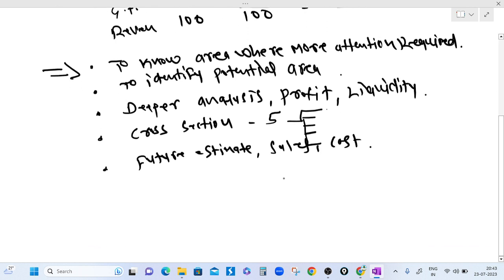Okay. Now our next topic today is the advantage of ratio analysis. Suppose one company is doing ratio analysis, so what are the major advantages for the company if they do accounting ratio or ratio analysis? The first advantage is that this helps to understand the efficiency of decisions. From ratio analysis, management can identify whether their decisions are efficient or not.